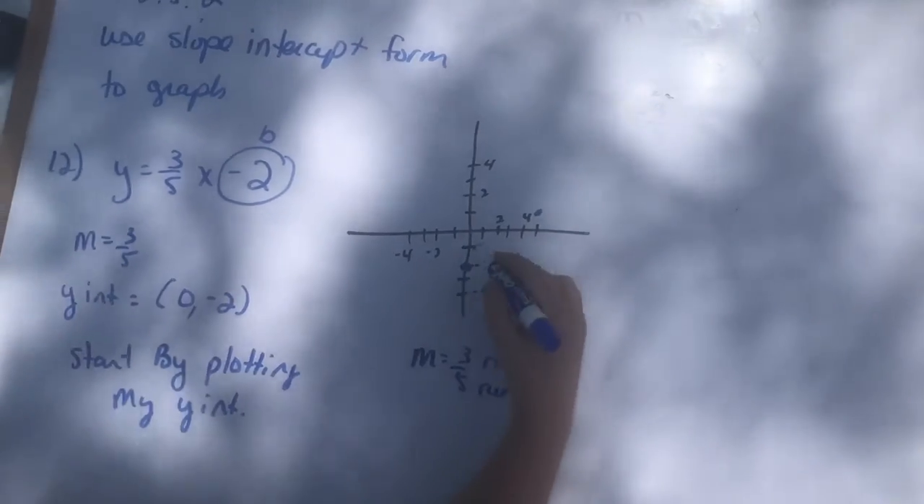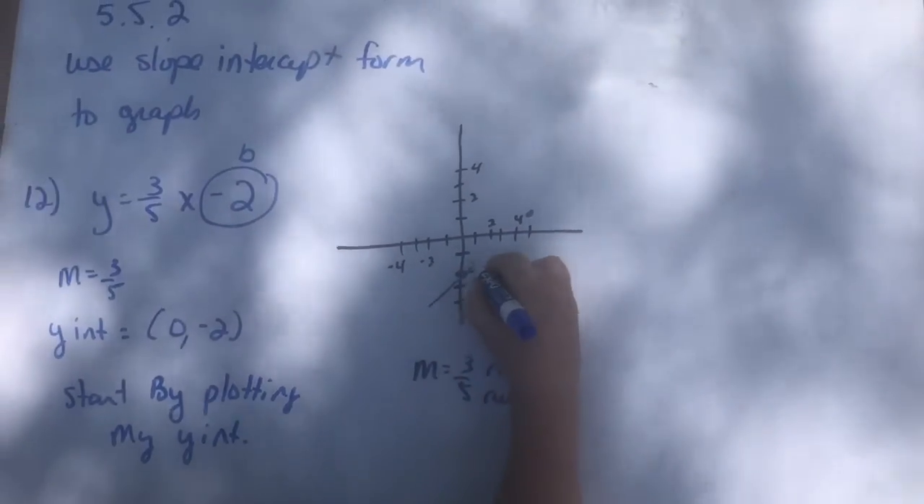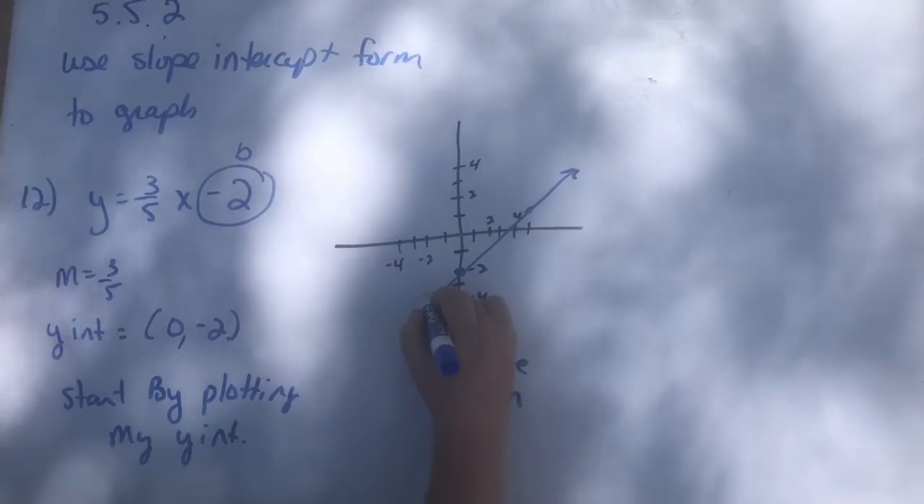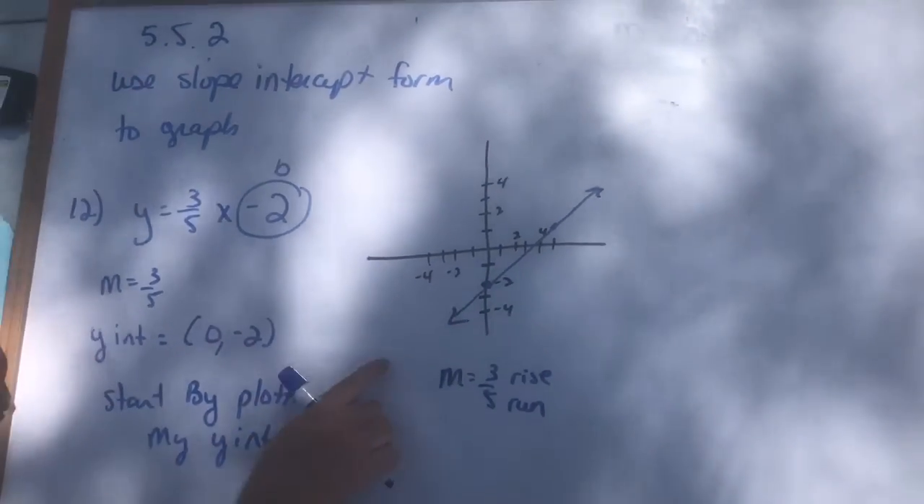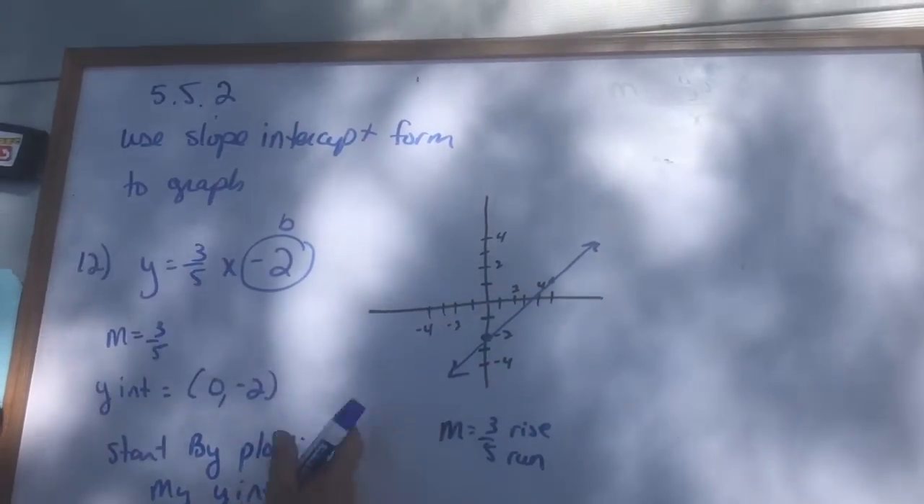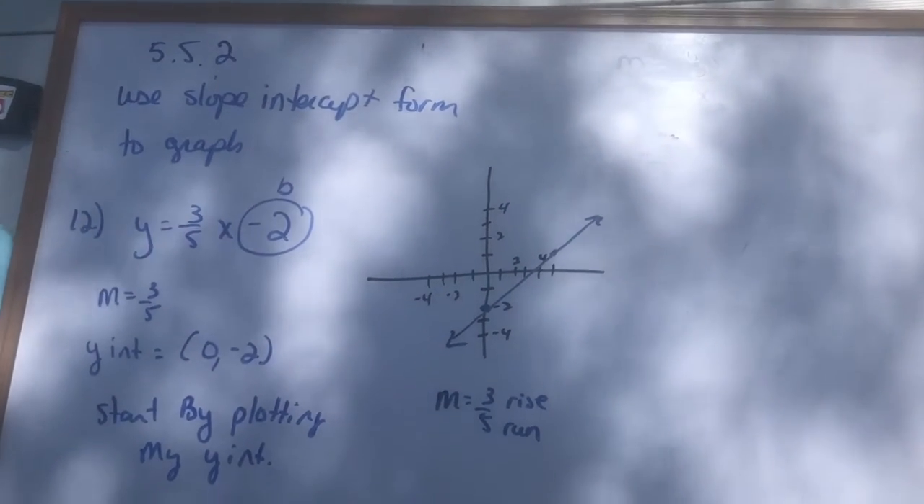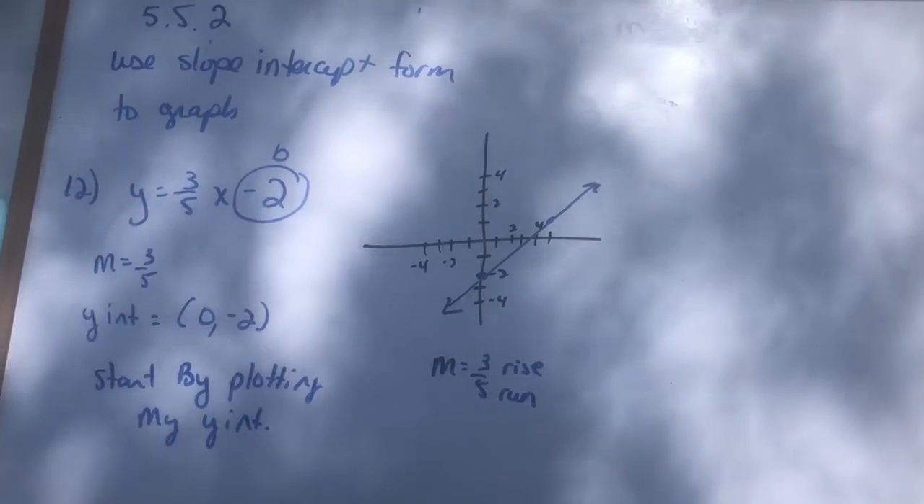Now I have 2 points and I can graph it, hopefully. And this is what we call a positive slope, because it's going from the left to the right and it's going up in a positive direction. Okay, let's do another problem.